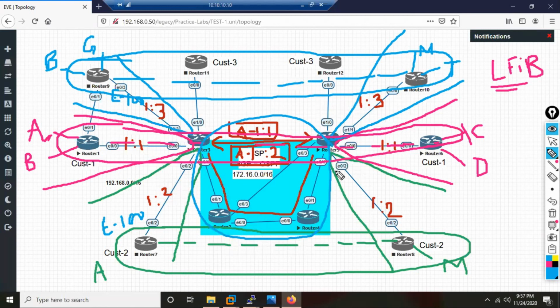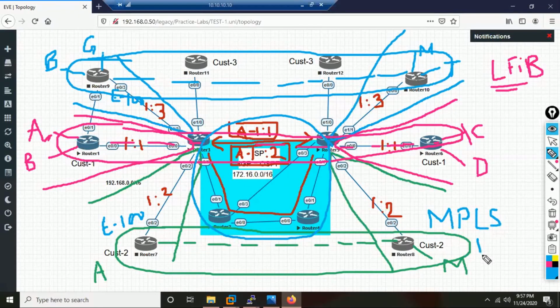VPN, virtual private network. Remember we did IPsec VPN and GRE VPN. You are using one common network to send and receive your routes and traffic. The same way, when we do this, this is called MPLS VPN.